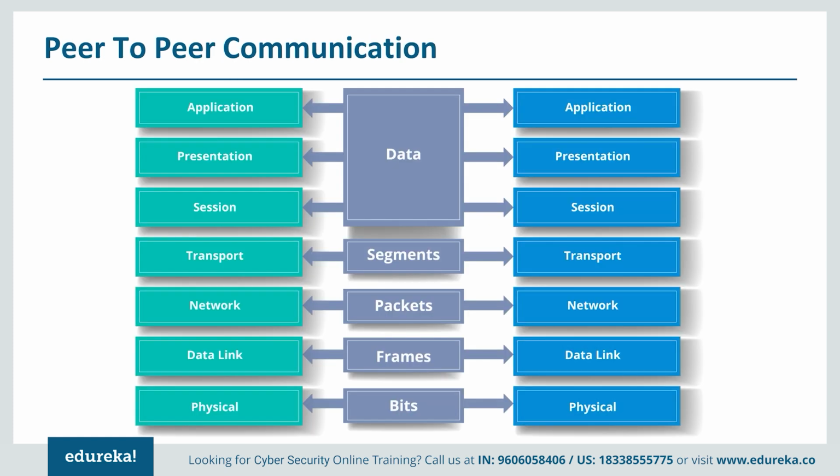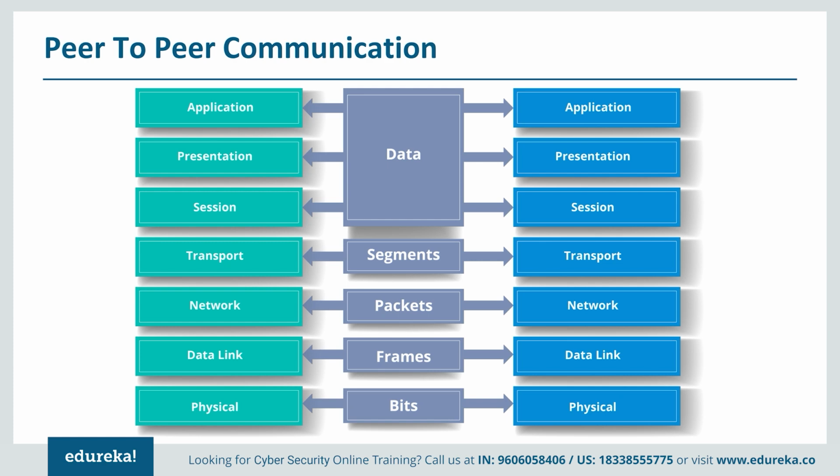So this is the same way peer-to-peer communication works. The physical layer understands the physical layer. The data link layer understands the data link layer, but the word is frames. The data link layer can only read and understand frames. The network layer is for packets, and the transport layer is for segments. And the top 3 layers are considered as data. This is the OSI model.